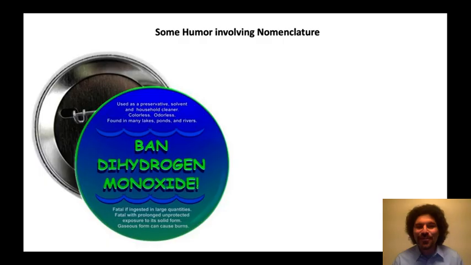Its gaseous form can cause burns. So this is some terribly hazardous chemical that we need to get rid of, right? Well, dihydrogen monoxide, of course, would be the proper systematic name for water. Except nobody uses that name, except weirdos on the internet.